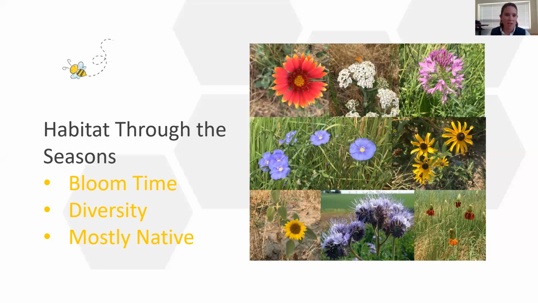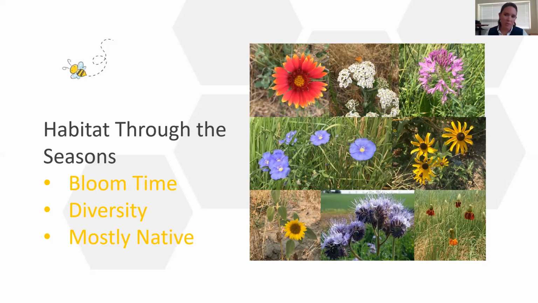So the first thing that we need to do is understand what our pollinators need. The biggest one that our pollinators need is habitat through the seasons. One of the biggest threats, as we already talked about, is habitat fragmentation and loss of habitat. So when we provide habitat for bees through the seasons, we need to think about bloom time, diversity, and planting mostly native.